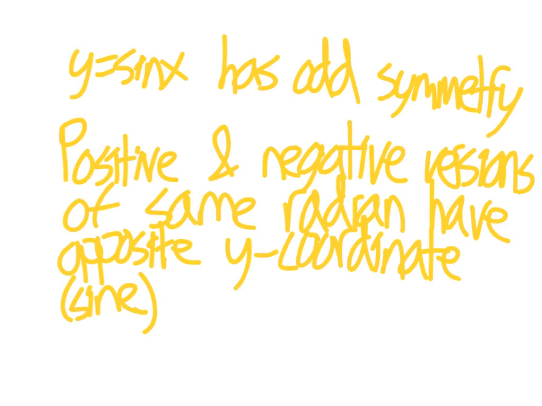Now we see from that graph that y equals sine of x has odd symmetry, meaning that the positive and negative versions of the same radian, like negative pi over 2 and pi over 2, have opposite y-coordinates, or opposite sine values, with sine of pi over 2 equaling 1, and sine of negative pi over 2, which is really sine of 3 pi over 2, equaling negative 1.